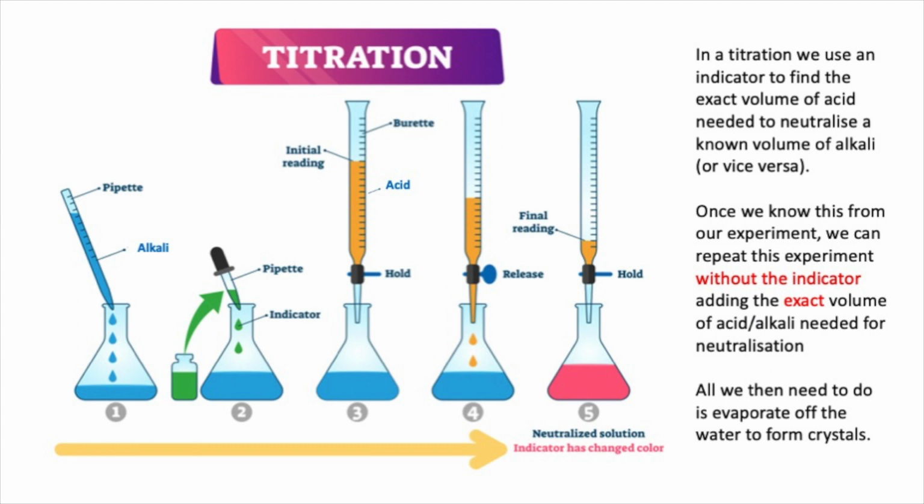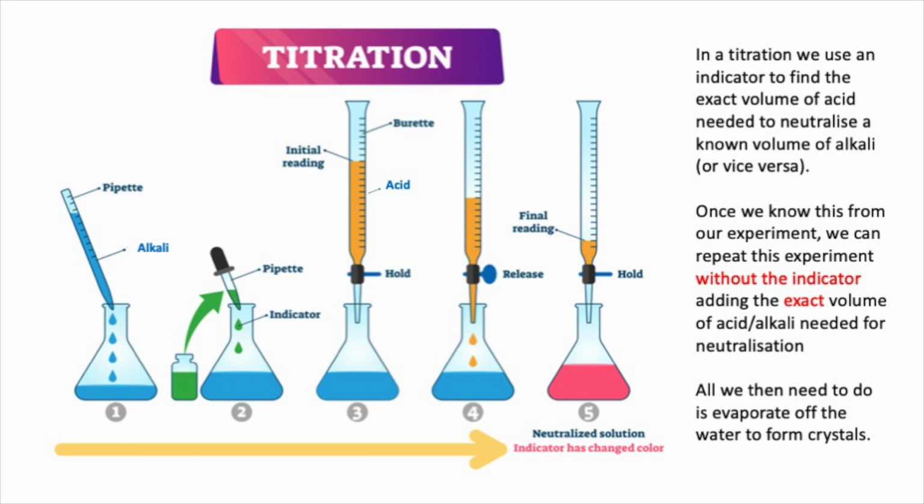Now in titrations we use indicators that are one colour in acid and another colour in alkali. So universal indicator would not be appropriate here because we get a range of colours, and we just need an indicator that is one colour in acid or one colour in alkali. So litmus would be an appropriate indicator here because litmus would go blue in alkali and would be red in acid.